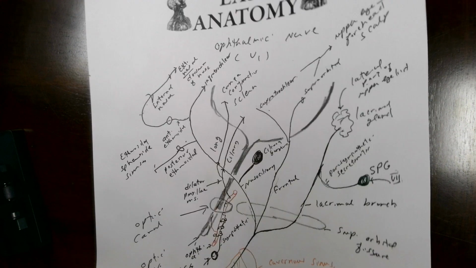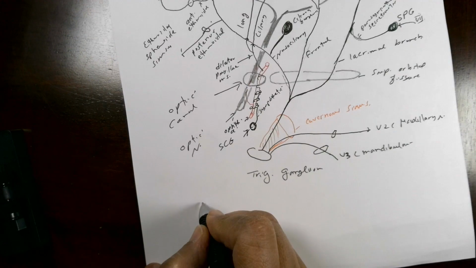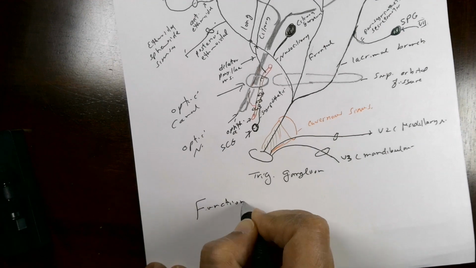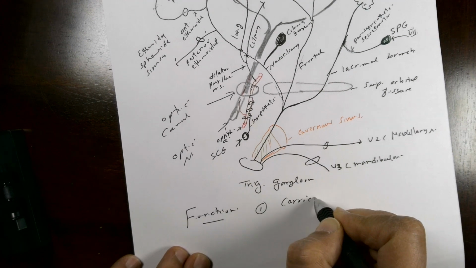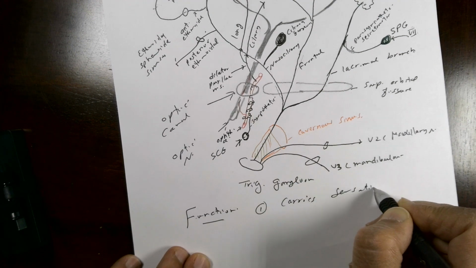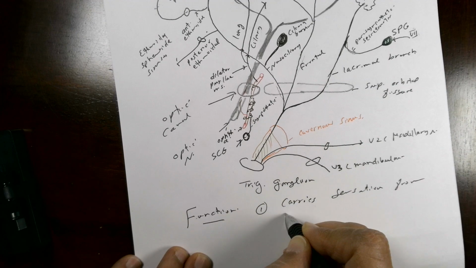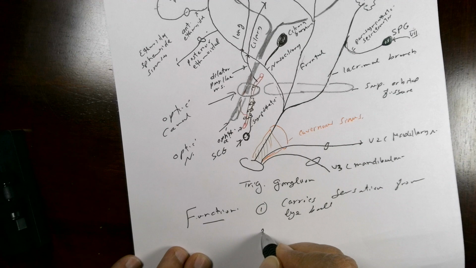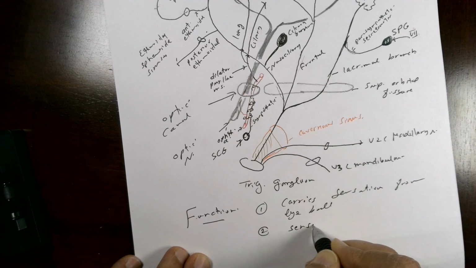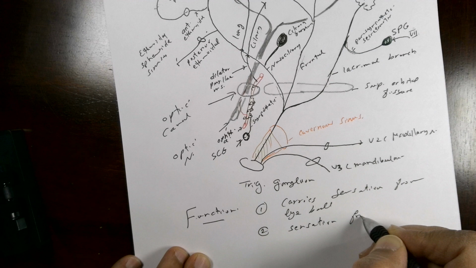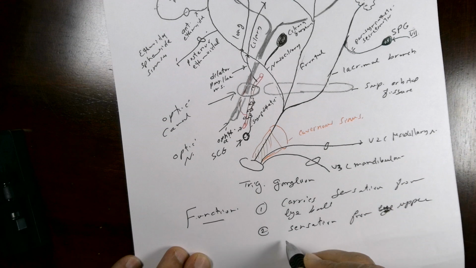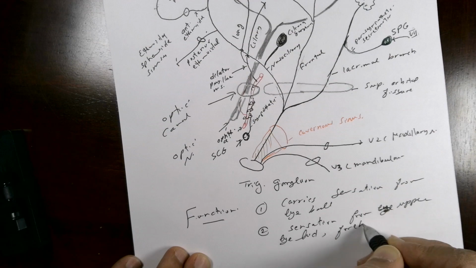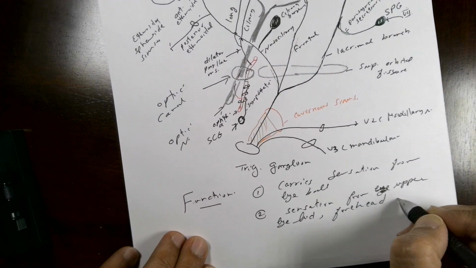So, the function of the ophthalmic nerve in general: first, carry sensation from the eyeball. Second, sensation from the eye, upper eyelid, forehead, and anterior part of the scalp.